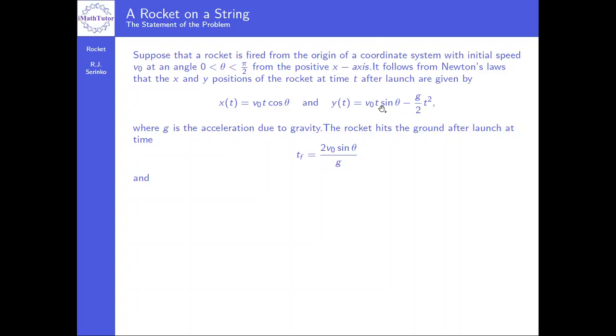The right-hand side is a quadratic and it has two roots. Clearly t equals 0 is one of the roots. This is the second root. So that's when the rocket is back on the ground after launch. And we find by substituting t sub f into our expression for x of t the maximum horizontal distance traveled by the rocket. That is the horizontal distance it travels when the rocket hits the ground. We know it's a maximum because this is an increasing function of t.